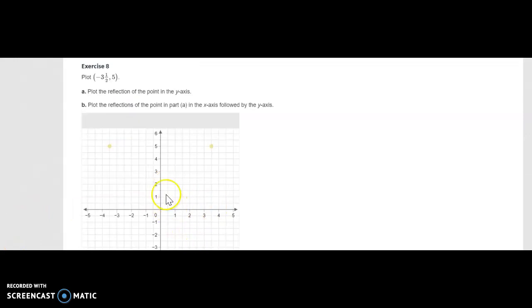So now we're going to plot (-3.5, 5). So we go 1, 2, 3, -3 and 1/2, and then we go up to the 5. So that's our first point. Now, if we do our reflection, it would be (3.5, 5). So it would be the opposite. The reflection would be right over here.